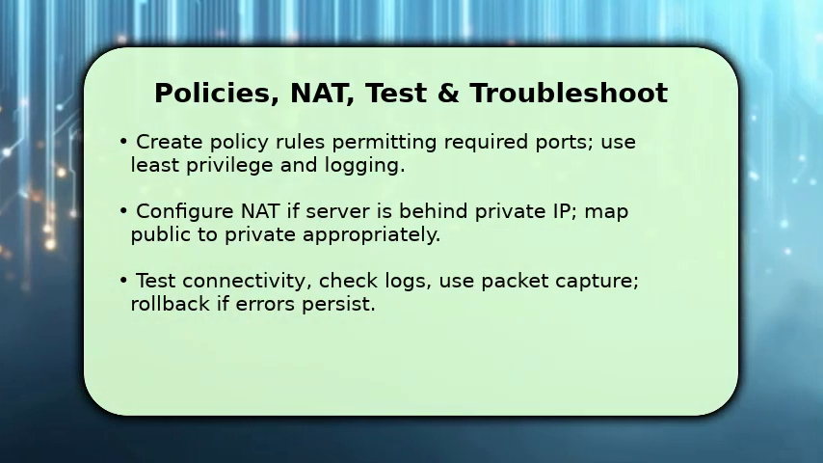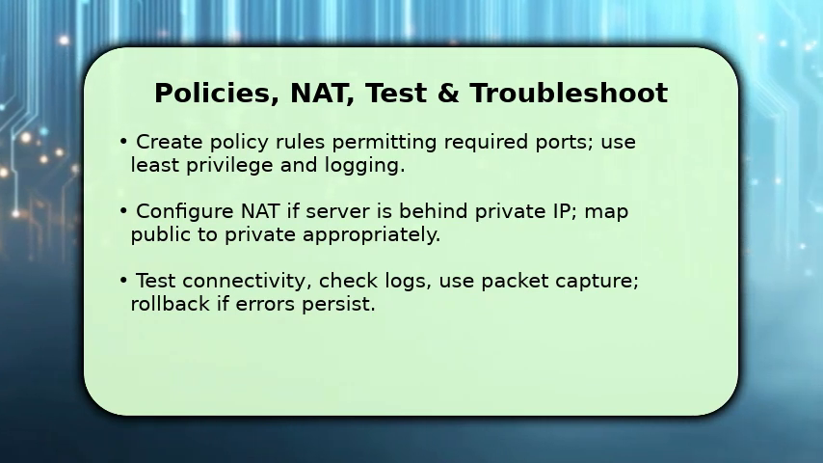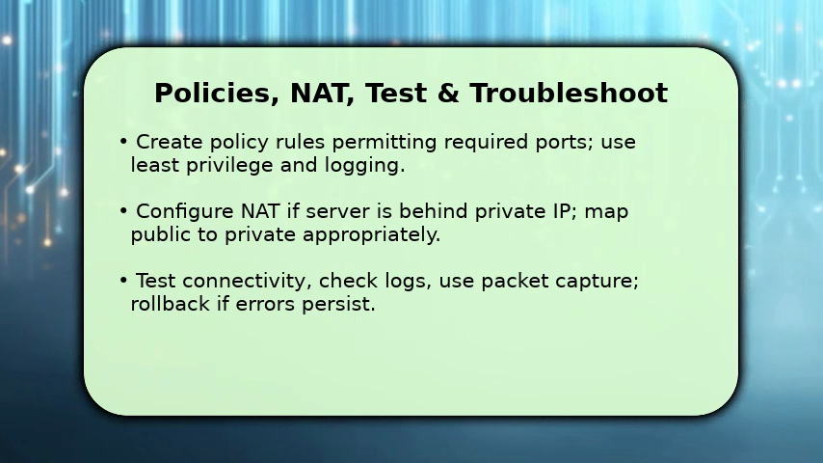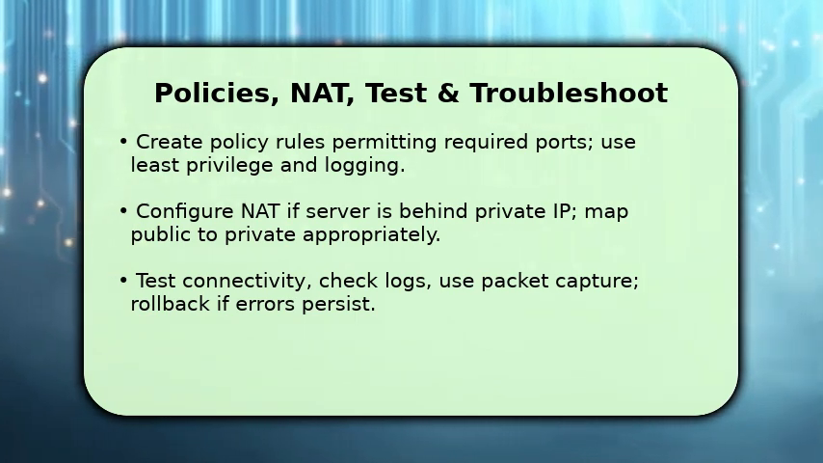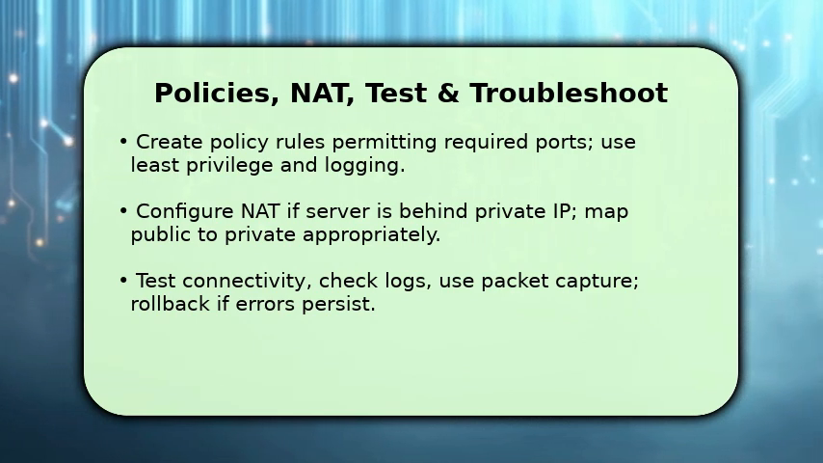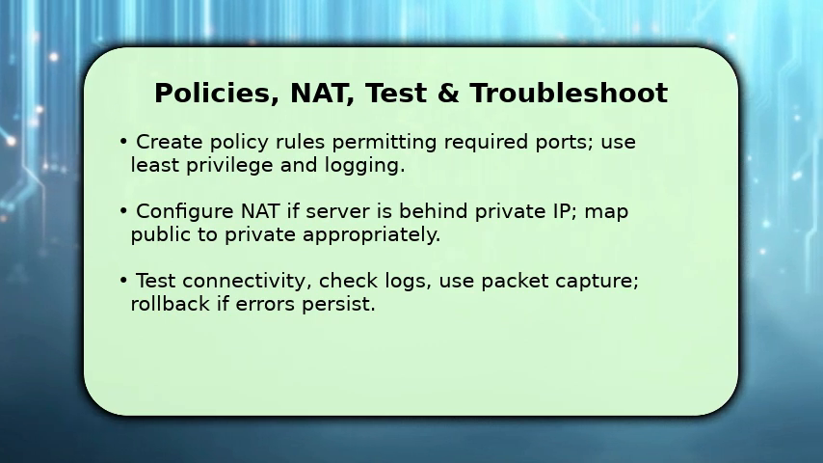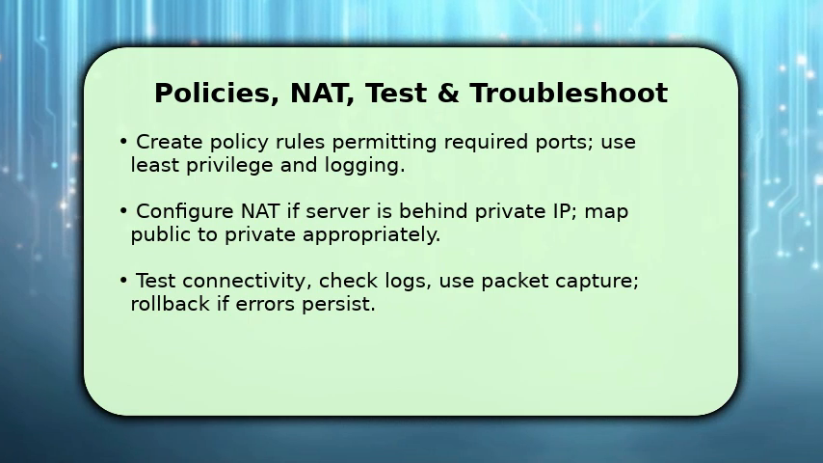Finish by writing precise policy rules that permit only the server ports you need. Use logging and least privilege so you can audit access. If the server sits on a private address, configure source or destination NAT to translate between public and private addresses. Test NAT mappings carefully. Next, verify connectivity with ping, traceroute, and application tests while watching firewall logs.